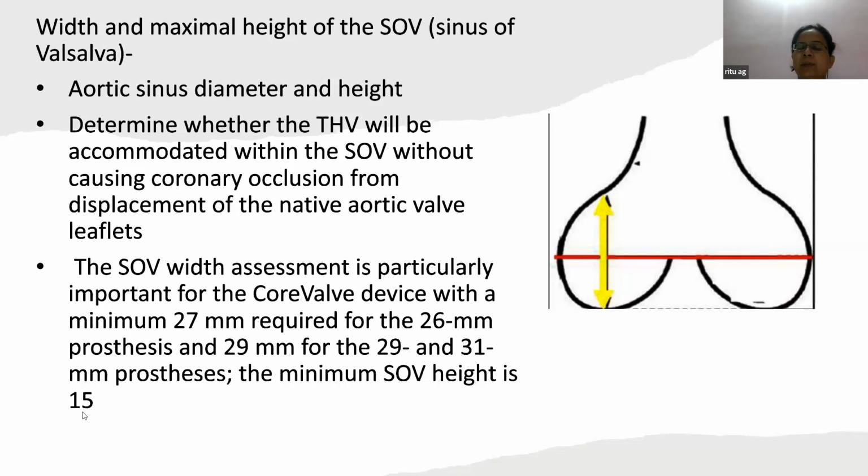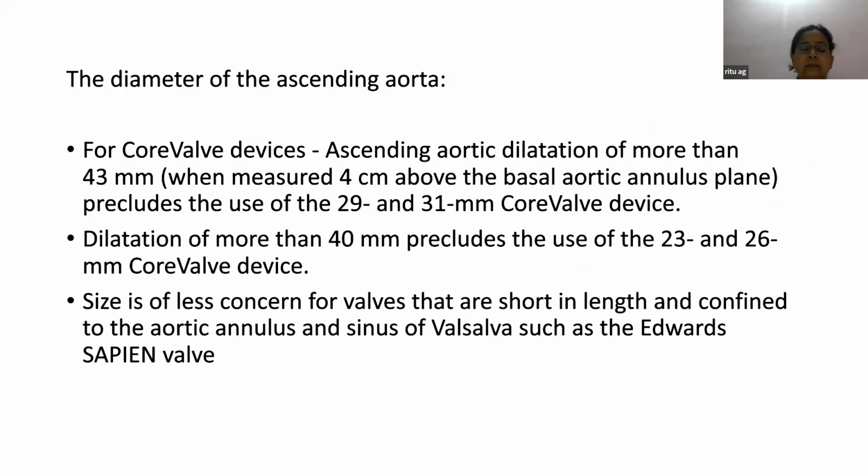And the height should be minimum 15. So we have to clearly document the maximum transverse diameter of the sinus of Valsalva from sinus to sinus in a true axial plane, and the height of the sinus of Valsalva. Now, the diameter of the ascending aorta is also very important.